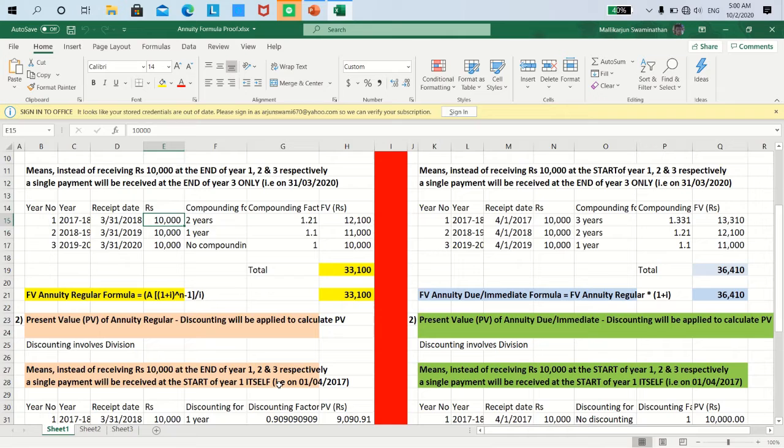In the case of the first installment, he has to pay me after 2 years. In the case of the second installment, he has to pay me after 1 year. And in the case of the third installment in row 17, he is supposed to pay me 10,000 on 31st of March 2020, and he is also required to pay that amount to me on the same date, 31st March 2020. So there is no extra time granted to him, correct?